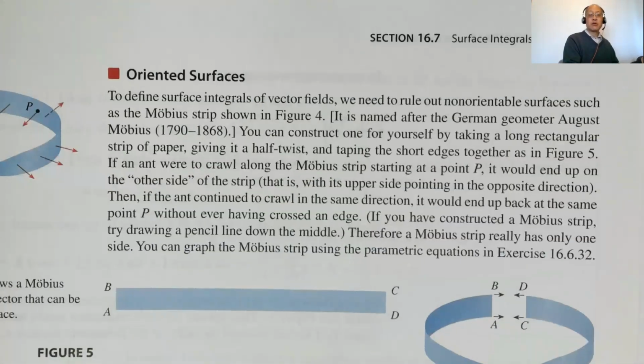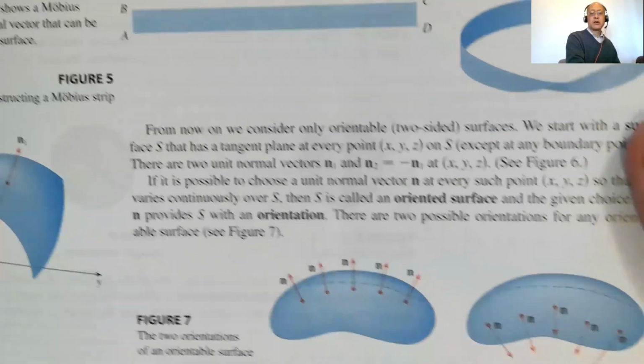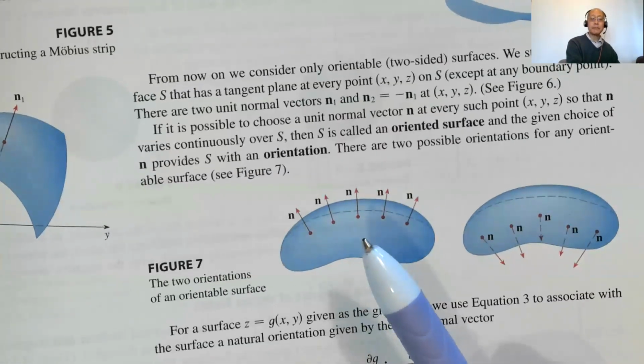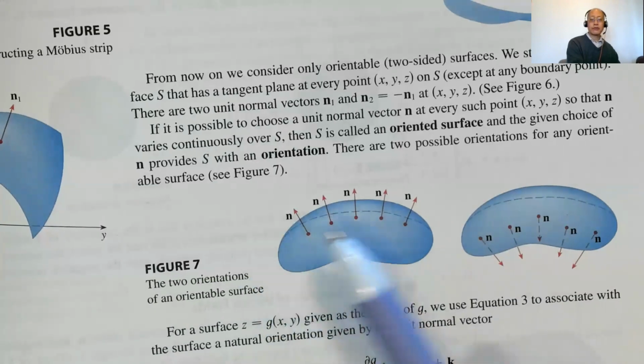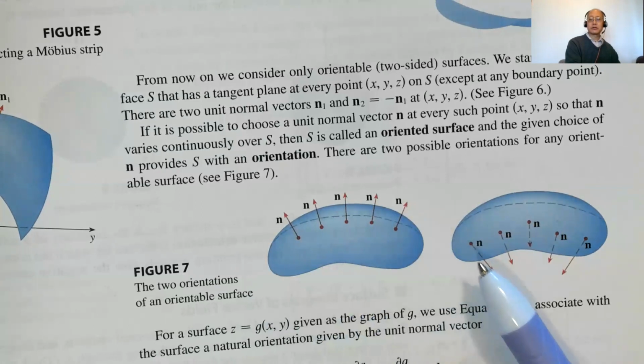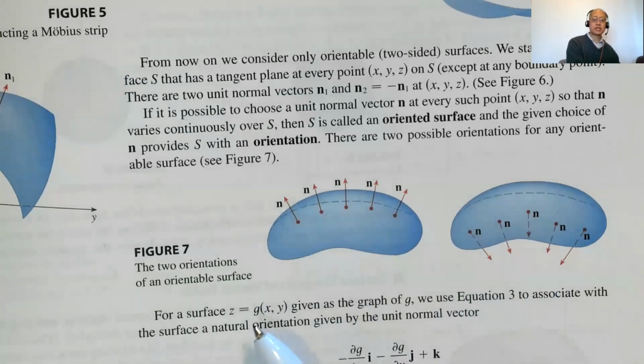All right, then we have oriented surfaces at page 1127. So in general, positive for z as a function of x and y, positive is considered up. You see these normal vectors are going up, that would be positive orientation. The vectors going down would be negative orientation. So that's if you have z as a function of x and y.